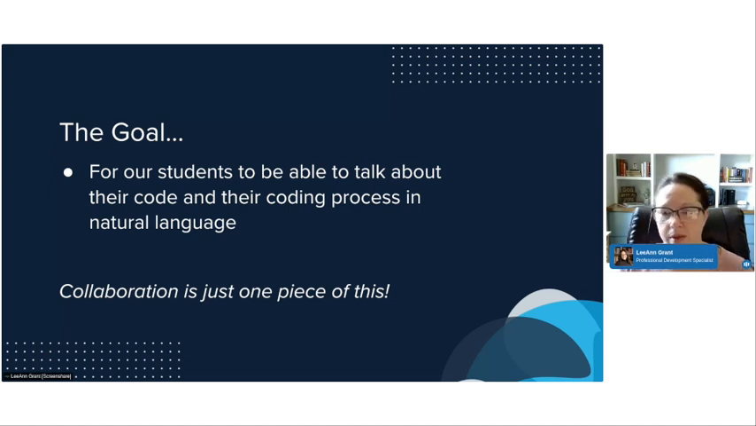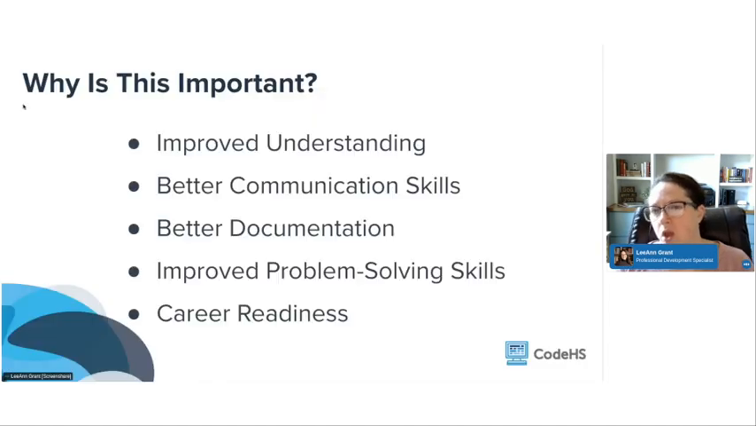But we really want them to be able to process that in their head and be able to discuss it. So why is this important? Being able to discuss code gives an improved understanding. The students are going to have the ability to explain code in words. It forces the student to understand their own code at a deeper level. And it also helps them to identify any weaknesses or areas for improvement in their code.